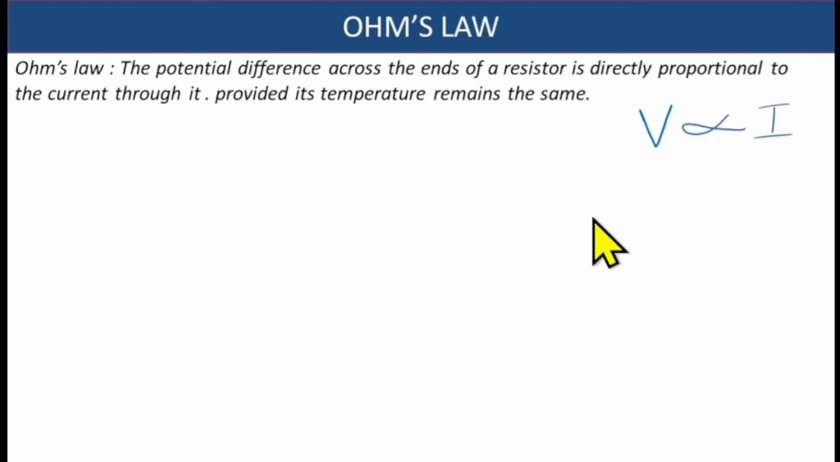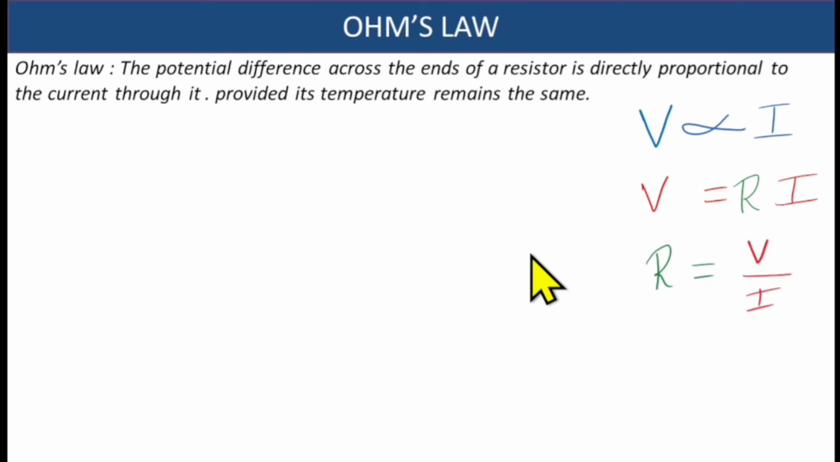Suppose we want to calculate the voltage, this is the formula: voltage is equal to resistance into current. To find resistance, it is equal to voltage by current, and the last formula, current I is equal to voltage by resistance. These three are very important formulas. Just practice these formulas, right?